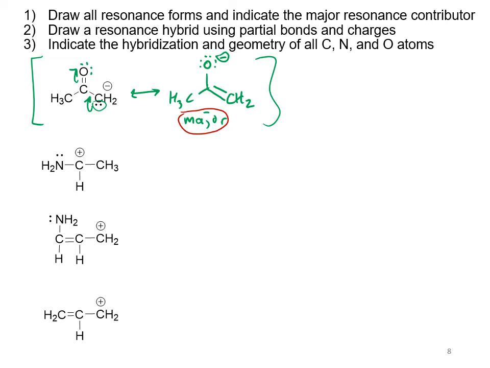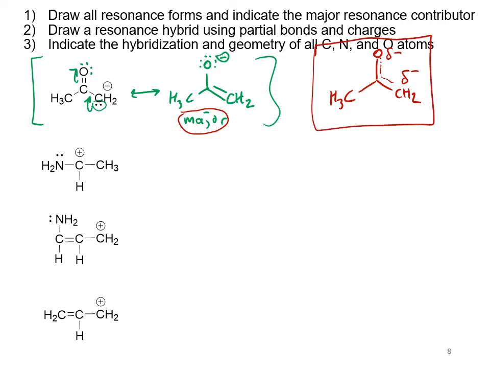And the resonance hybrid would have the structure shown, CH2O, right, and then partial bonds here, partial double bond there, partial negative charge on this carbon, partial negative charge on this oxygen. So that is the resonance hybrid.